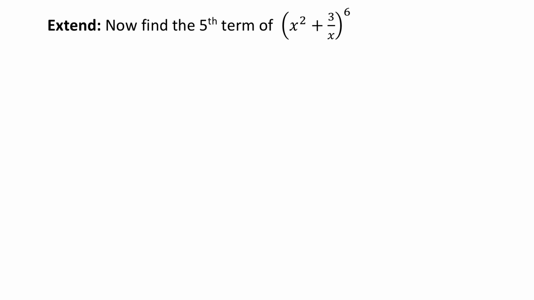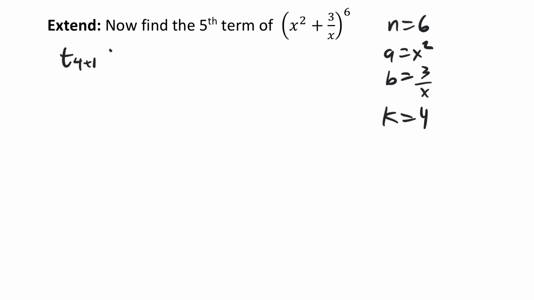All right, so we have n equal to 6. A is x squared. B is 3 over x. And k will be 4. T 4 plus 1 equals 6c4, x squared to the 6 minus 4, 3 over x to the 4. Now again, we have our calculator handy, so 6c4 will be 15.